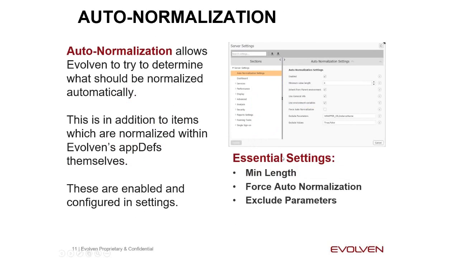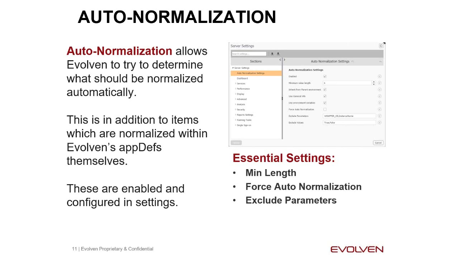Okay, now one feature I'd like to just point out is that some things are able to be auto-normalized. And what that means is that Evolven is trying to determine what things should be normalized and just do that normalization for you. So I can put that into two places. One is the auto-normalization feature, which is trying to figure out what things should be normalized.